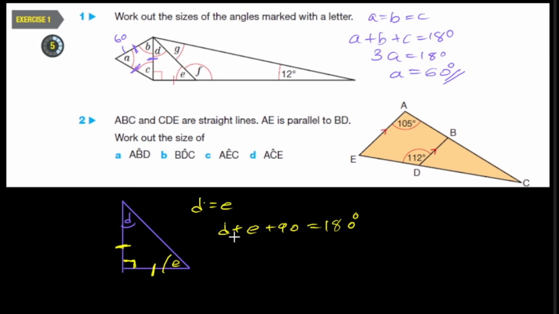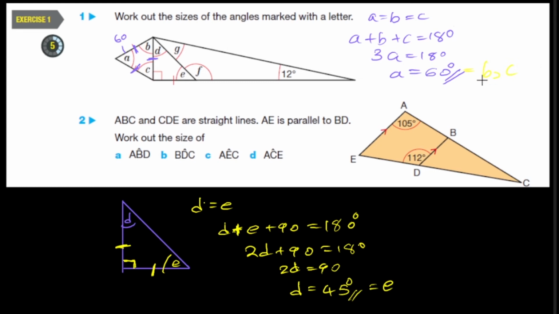So we can simply write, since D and E are equal, 2D plus 90 equals 180. 2D equals 90 degrees, which means D equals 45 degrees. Now D equals 45 degrees. That will be the same value for E also, and here it will be the same value for B and C.